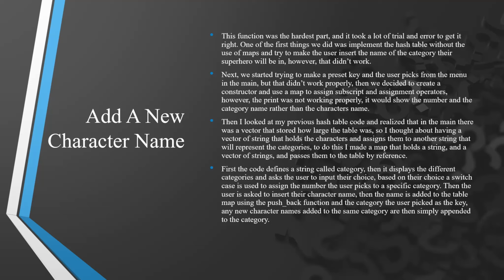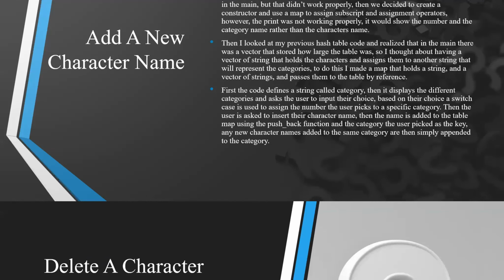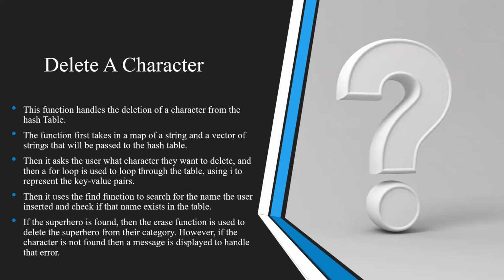The code pretty much defines a string called category, and then in place of the different categories, it actually uses it to input the choice. Based on the choice, a switch case is used to assign the number to the category that the user picked. And then the user is asked to insert the character's name, and the character's name is added to that category using the push_back function, with the category that the user picked as the key. So any new character that is put in the same category is appended to that category.